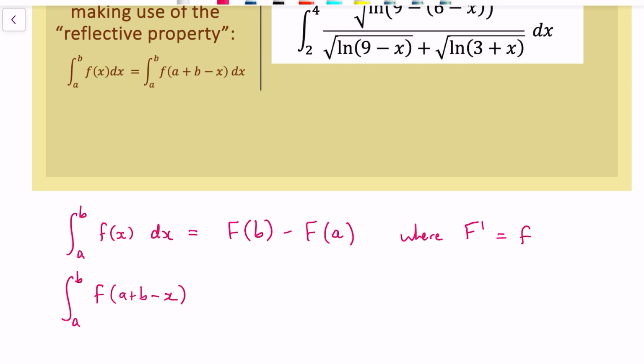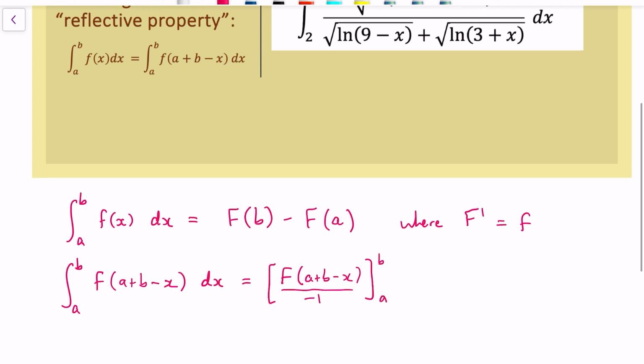Wherever there's an x, it's been replaced by a plus b minus x. Okay, so the inner function is a linear function. So when I anti-differentiate it, I'm going to get capital F of a plus b minus x divided by negative 1, and then I'm going to have to evaluate the limits between b and a.